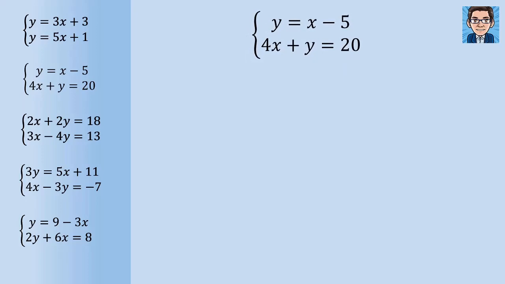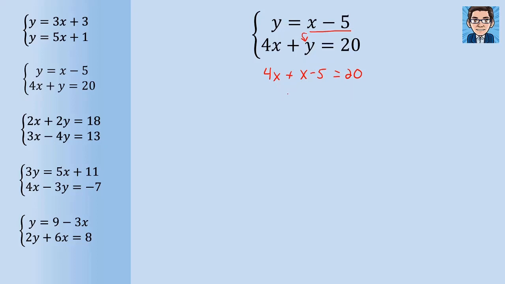Okay, so in the second equation, we've got y is equal to x minus 5. We don't have two things set equal to y, but we're going to put x minus 5 into the middle of this equation because we know that x minus 5 equals y. So if we put it into the equation here, we get 4x plus x minus 5 is equal to 20.